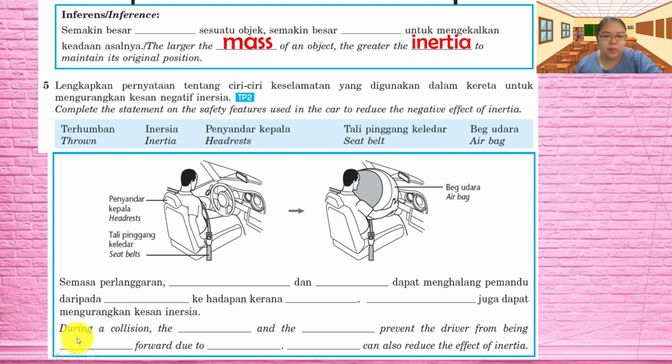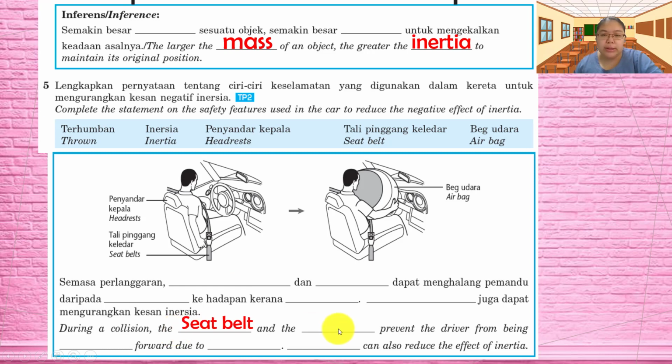Okay, let's see the first one. During a collision, when the person is driving and suddenly collides with an object or with another car, you find it prevents the driver from being thrown out. You see the diagram. First one, they wear the seatbelt. Another one, the airbag comes out. These two things actually prevent the driver from hitting the steering wheel. So from here, the first one should be seatbelt.